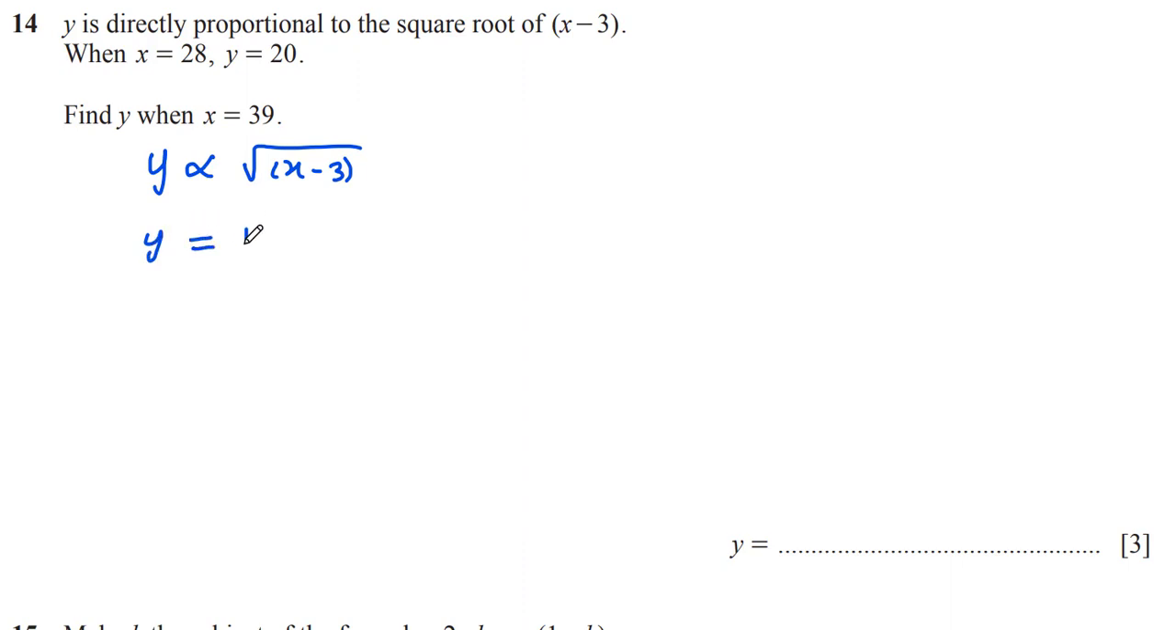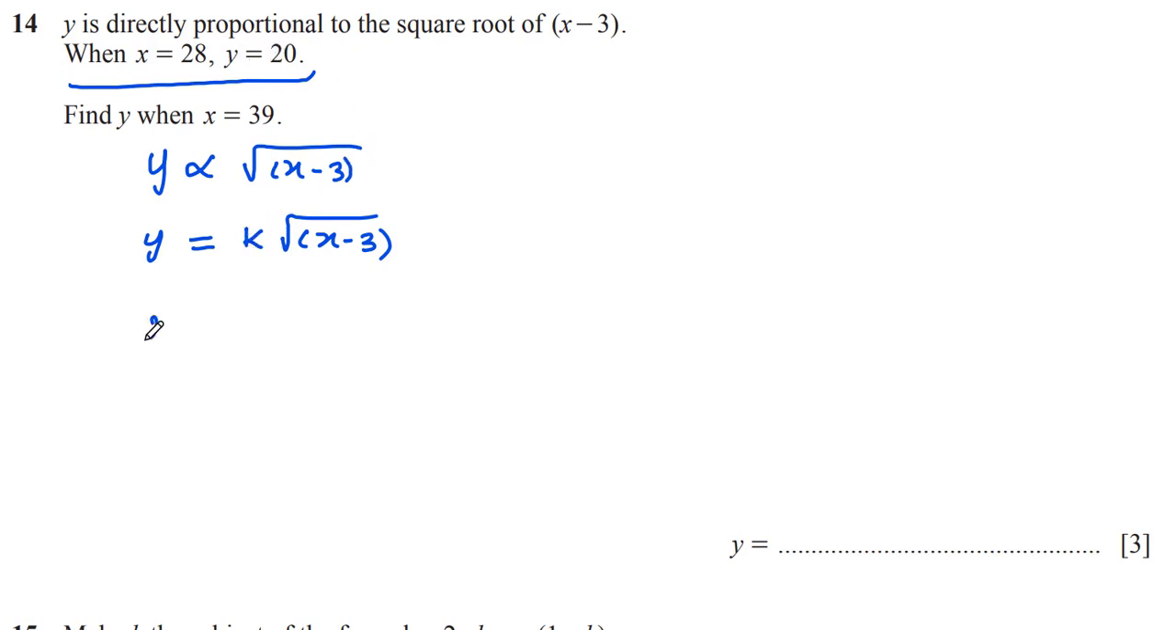Y equal to some constant. You can use any variable, I'm just keeping it as k. K into square root of x minus 3. Now, what we should do is, they gave this data, right? By substituting this data, we have to find the value of k.